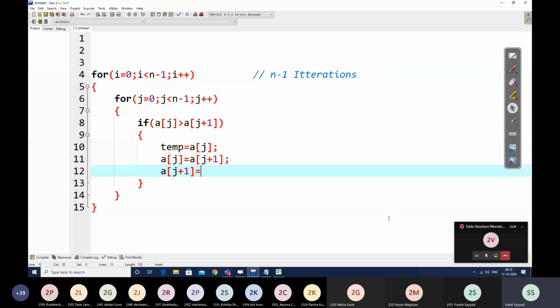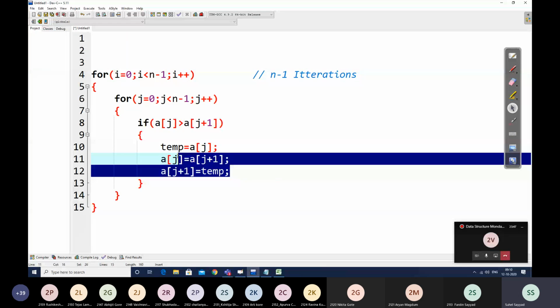This is the logic for swap. So I'm keeping a of j in temp, then I'm making a of j as a of j plus 1, and then I'm making a of j plus 1 as temp. So this is the logic of swap, swap of a of j and a of j plus 1.